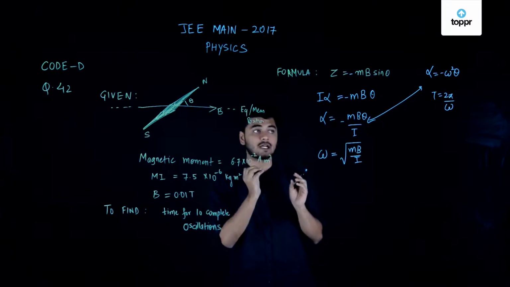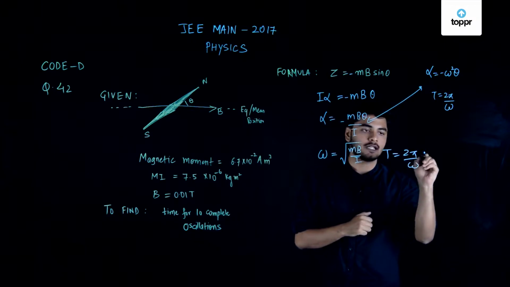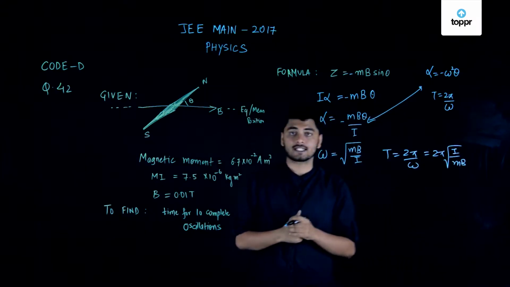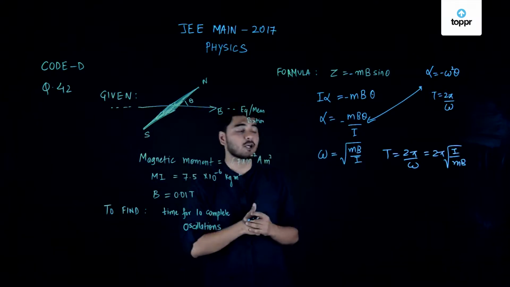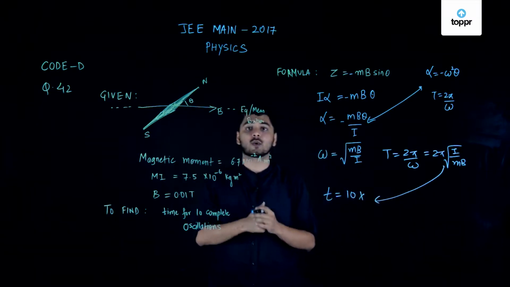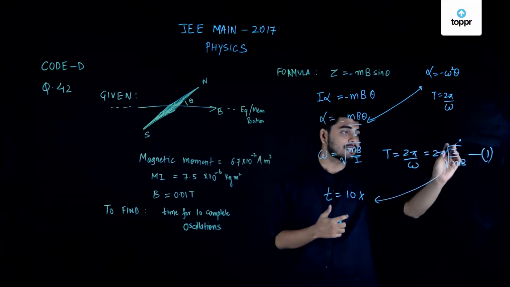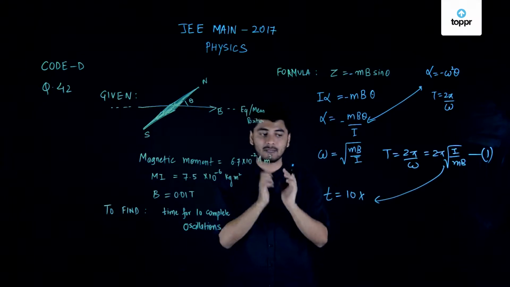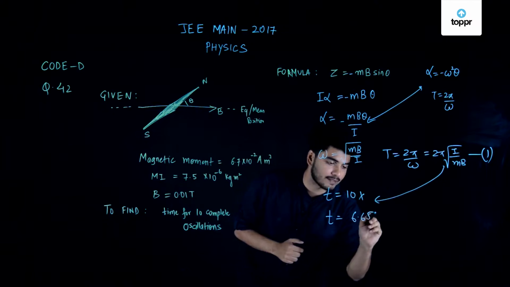Now we first need to find the time period of oscillations, which is given by 2 pi by omega, which turns out to be 2 pi into root of I over mB. This is the time period for one oscillation of this needle kept in the magnetic field. We need the time for 10 complete oscillations, which would be 10 times the value we found in the first part, that is equation 1. When I put the values of I, m and B in this equation and multiply by 10, I get the final time for 10 such oscillations equal to 6.65 seconds.